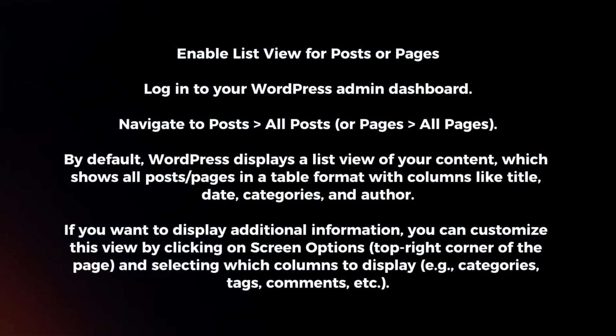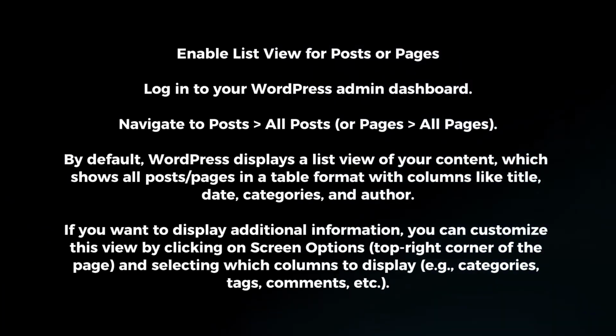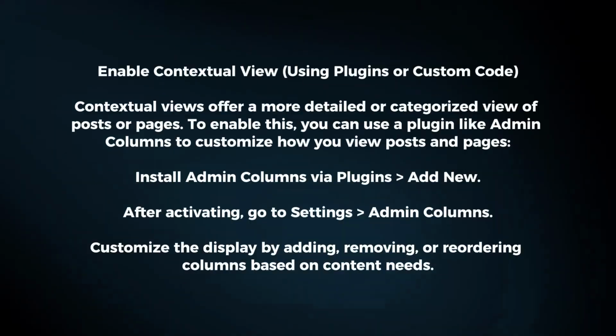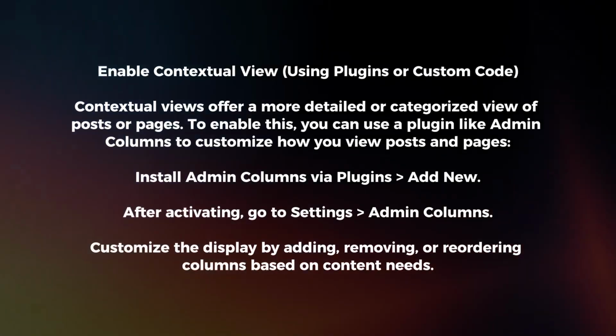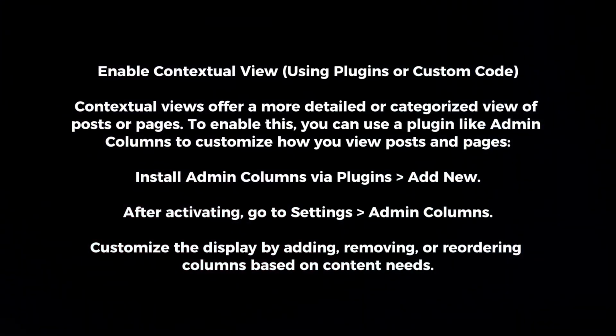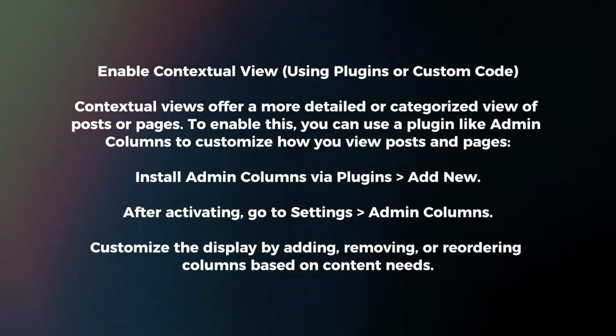If you want to display additional information, you can customize this view by clicking on Screen Options and selecting which columns to display. Enable Contextual View. Contextual views offer a more detailed or categorized view of posts or pages. To enable this, you can use a plugin like Admin Columns to customize how you view posts and pages.